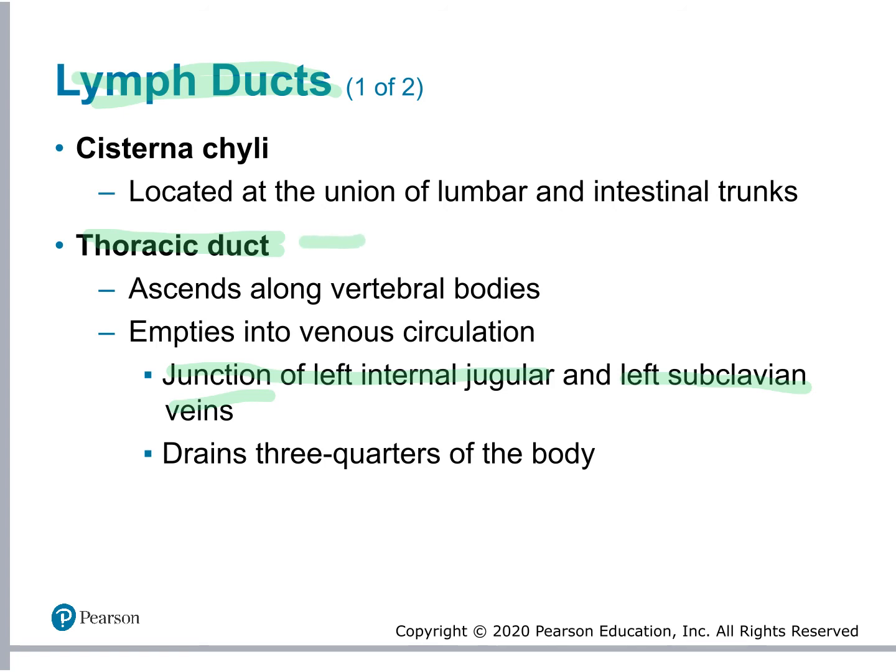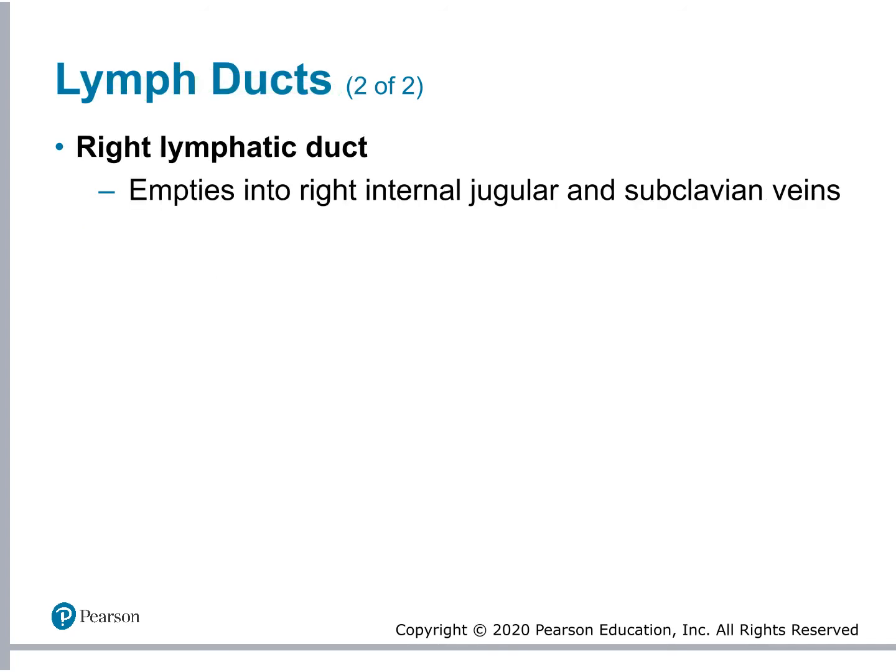So the thoracic duct is on the left side, so it's the left internal jugular and the left subclavian vein. And this is going to be the larger of the two ducts, and this is the duct that drains 3/4 of the body. And then we have the right lymphatic duct. It's on the right side of the body, and it's right there at the junction between the right internal jugular and the right subclavian vein.